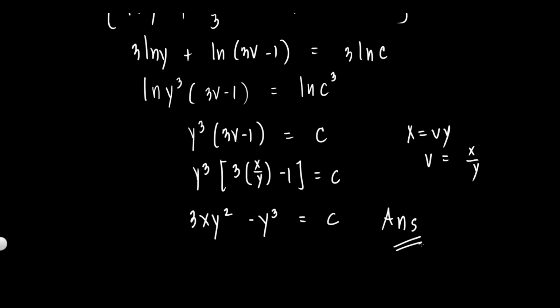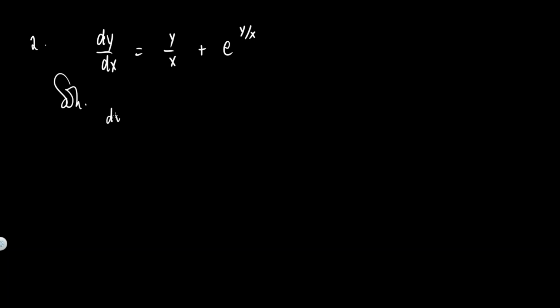So ayan yung homogeneous differential equation. So hindi agad siya of variable separable type. So kailangan mong gumamit muna ng substitution. Okay? So isa pang problem, number 2. dy over dx equals y over x plus e to the y over x. Okay, solution. Copy muna natin. dy over dx equals y over x plus e raised to y over x.